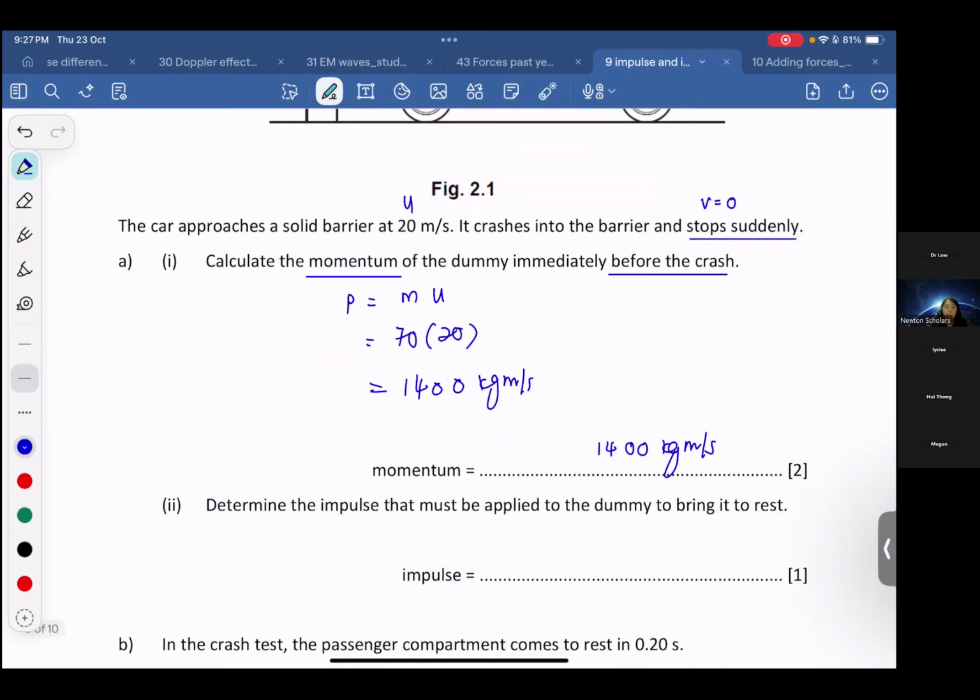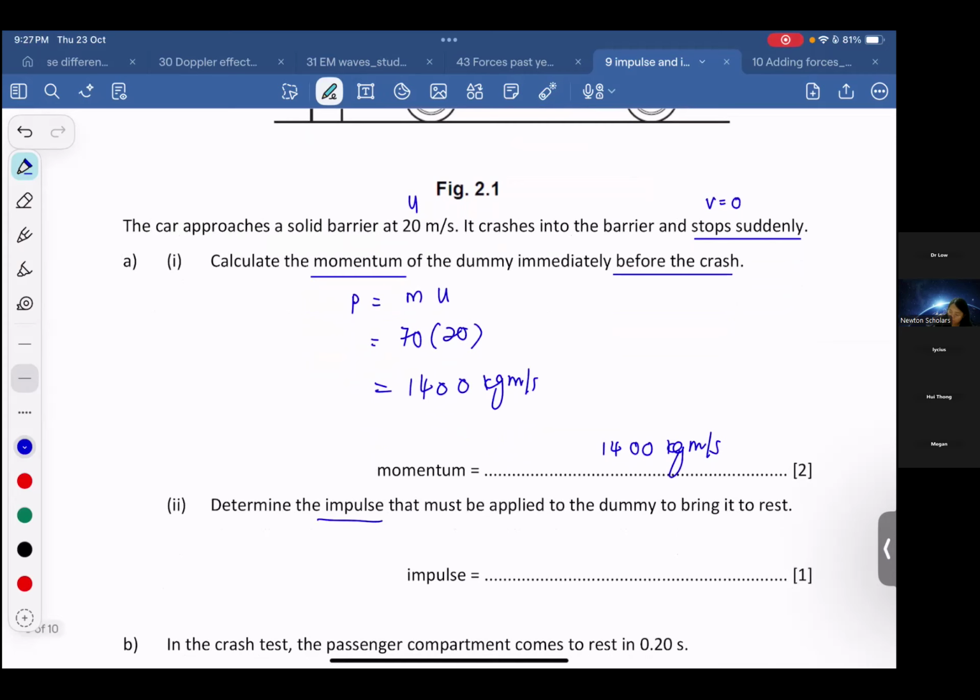What is the impulse that must be applied so that it can bring it to rest? What is the impulse, dear? Faster, faster, give me the answer. We have another 3 minutes. What is the impulse?